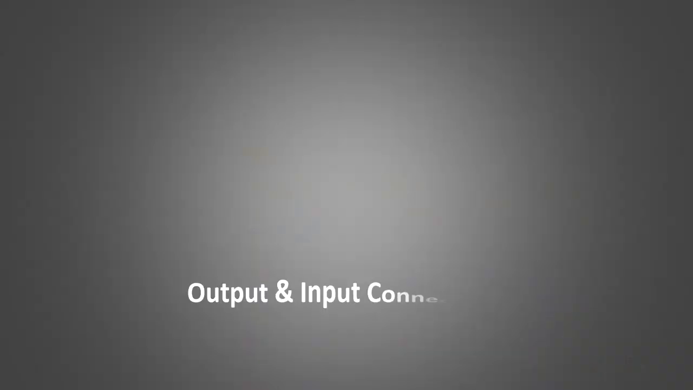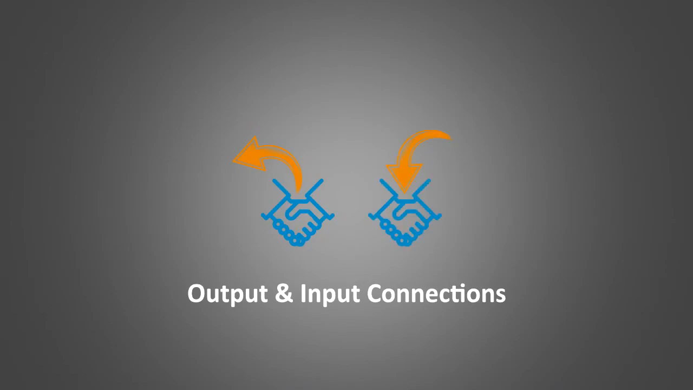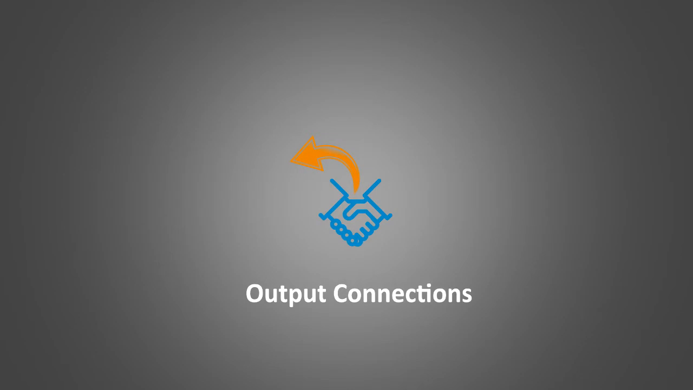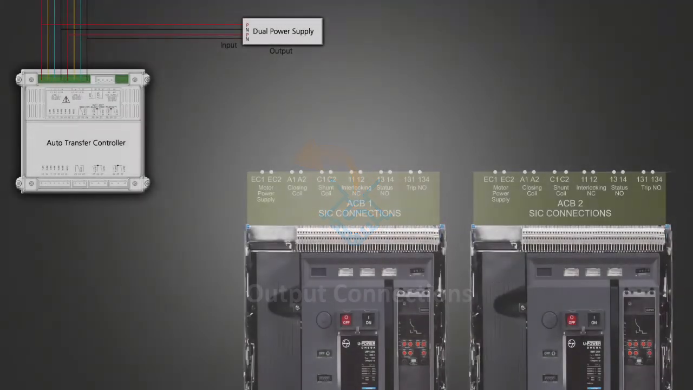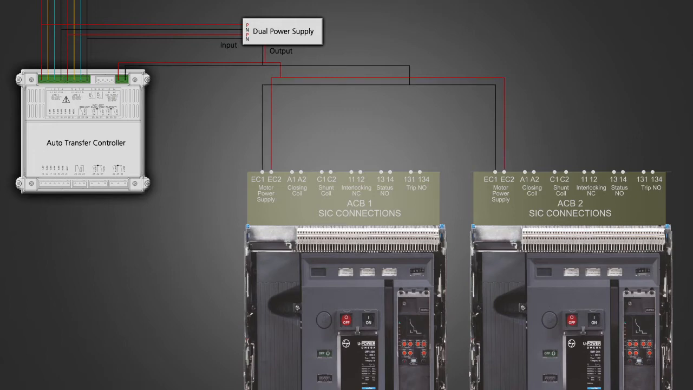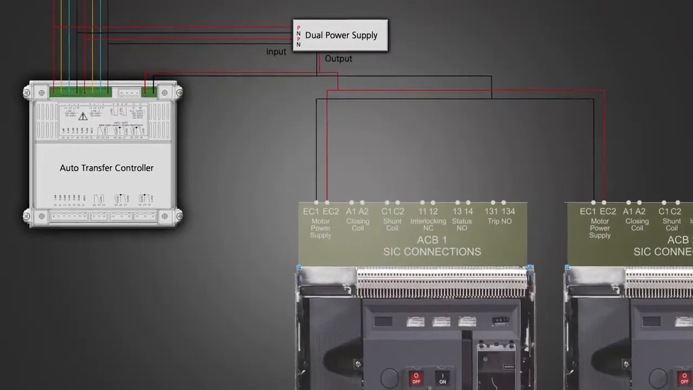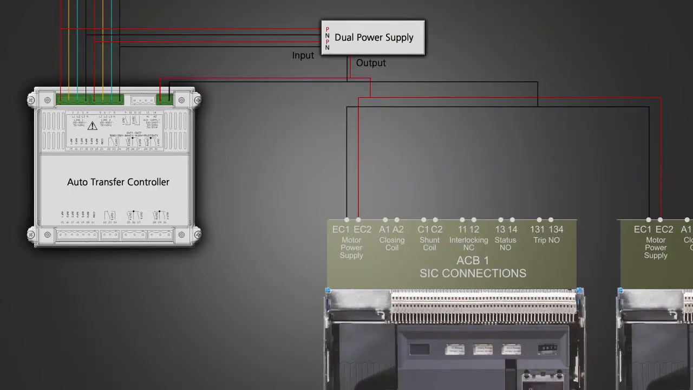Now we will look at the output and input connections between the controller and the ACBs. Output connections. Phase and neutral connections from the dual power supply connected to the motor of ACB SIC terminals EC1 and EC2 respectively of both breakers. Terminals 26 and 29 of the common of the controller outputs connected to phase of dual power supply.